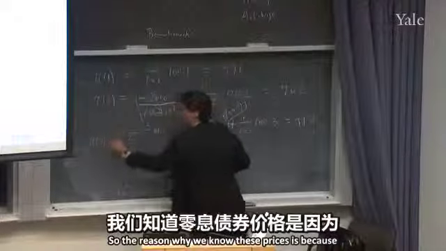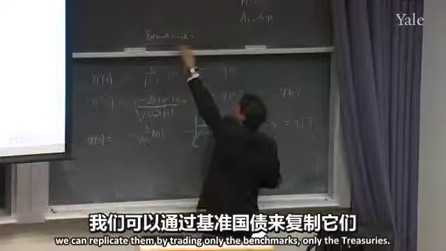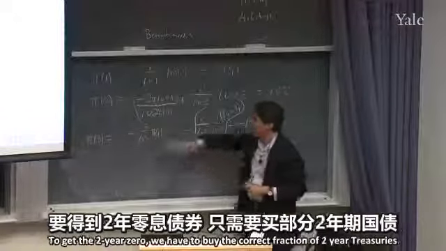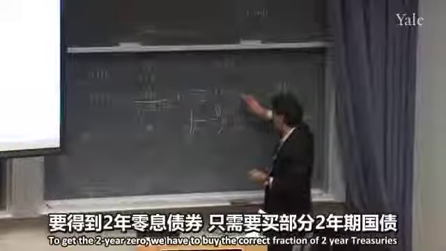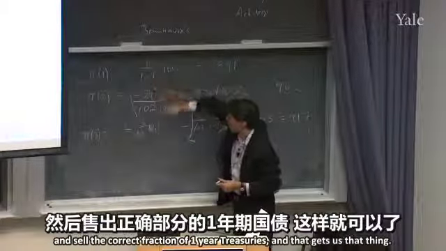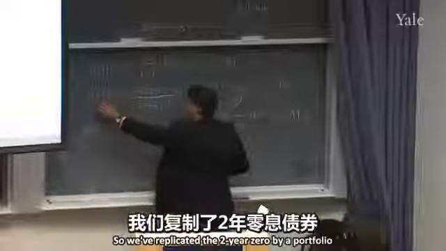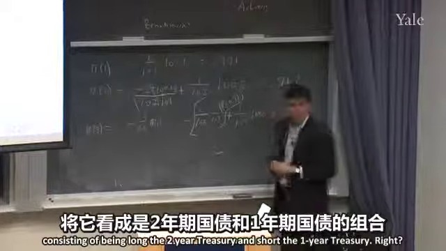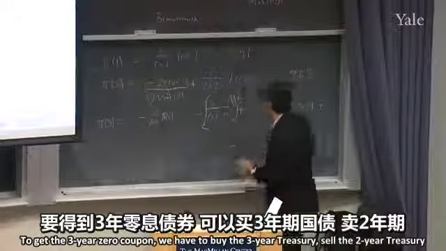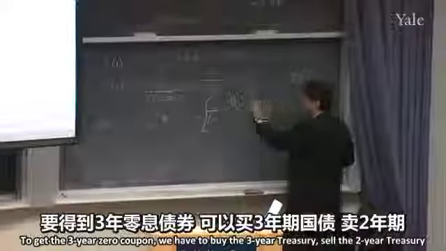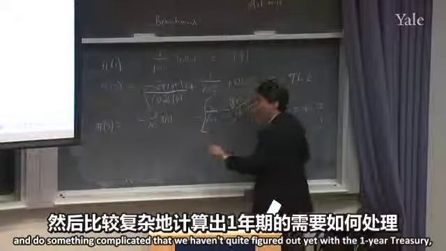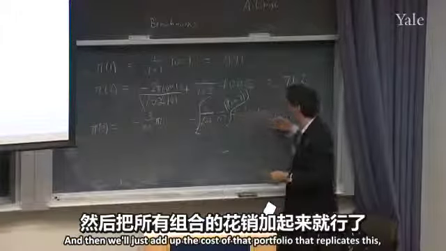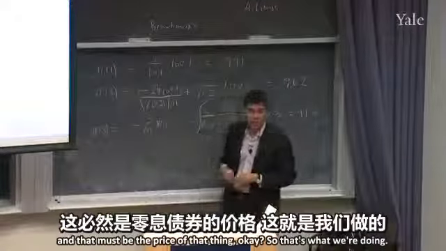So the reason why we know these prices is because we can replicate them by trading only the benchmarks, only the treasuries. So to get the 1-year zero, we just buy the correct fraction of 1-year treasuries. To get the 2-year zero, we have to buy the correct fraction of 2-year treasuries and sell the correct fraction of 1-year treasuries. And that gets us that thing. So we've replicated the 2-year zero by a portfolio consisting of being long the 2-year treasury and short the 1-year treasury. Right? To get the 3-year zero coupon, we have to buy the 3-year treasury, sell the 2-year treasury, and do something complicated that we haven't quite figured out yet with the 1-year treasury. And that will duplicate the 3-year zero. And then we'll just add up the cost of that portfolio that replicates this, and that must be the price of that thing. Okay, so that's what we're doing.